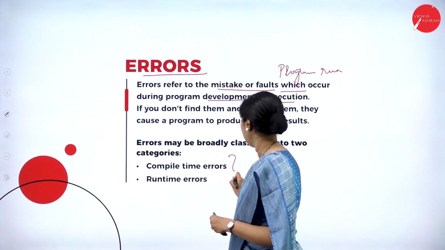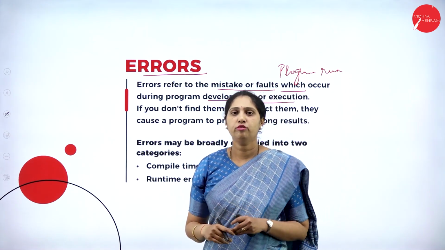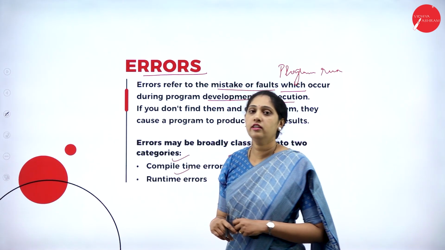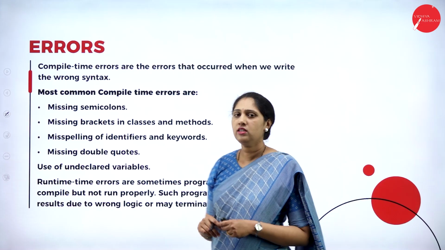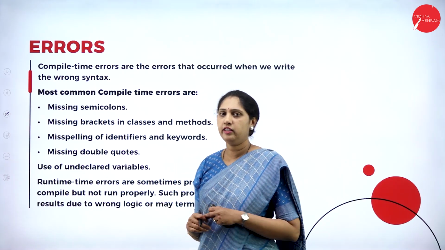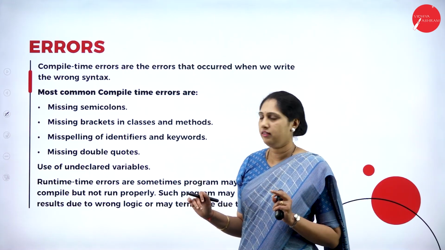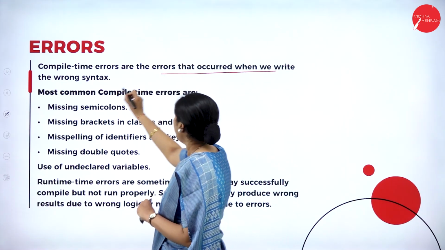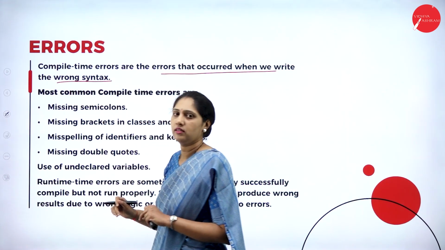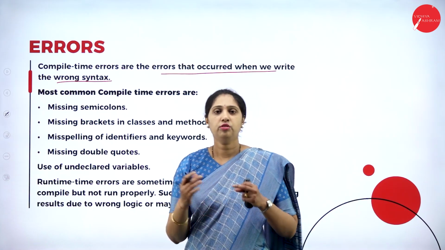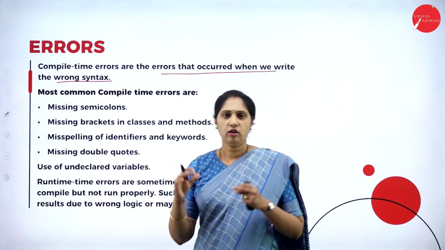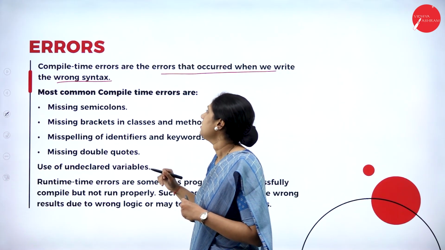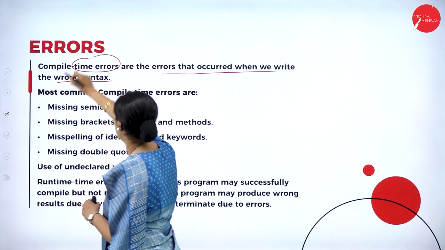So what are the errors? Errors can be classified into two types, that is compile time errors and runtime errors. So what are compile time errors? You all know compile time errors. We say syntax error. Compile time errors are the errors that occur when we write wrong syntax. See, I don't know the logic or I don't know the condition statements, how to start with. The syntax error is all about these compile time errors.